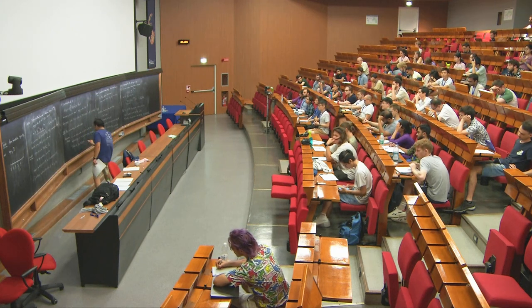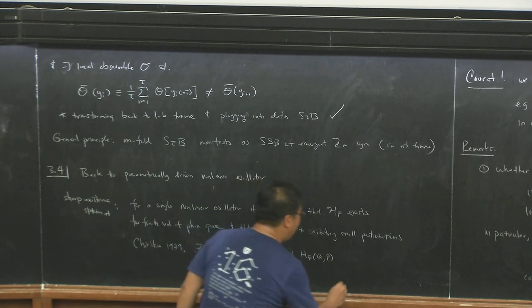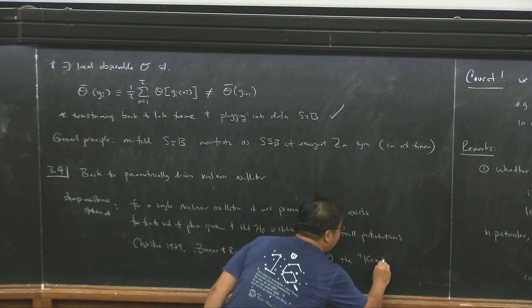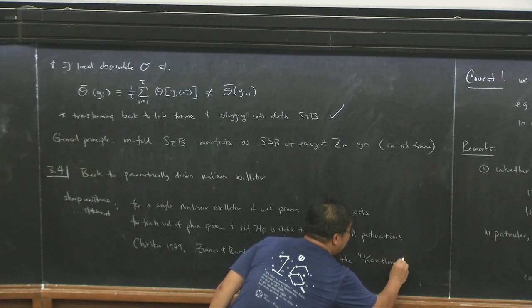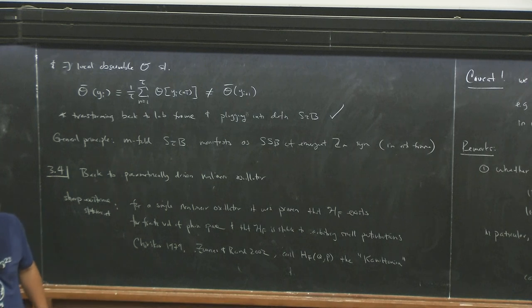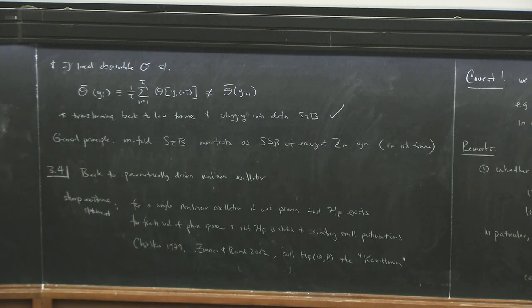In fact, in the Zounds and Rand paper, they call this object H_F of Q, P, the Kamiltonian. Yes, it is a play on words. Funny story: I was trying to write a paper on this, and the editor kept thinking that I spelled Hamiltonian wrong. I was like, no, it really is Kamiltonian. It was a play on words.